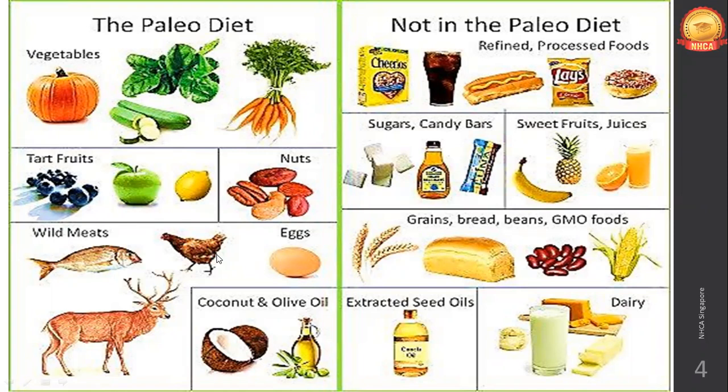or this free roaming chicken, and then you have broiler chicken. Which do you think comes under the paleo diet? You have two options. One is this free roaming chicken, and then you have the broiler chicken. Which do you think comes under the category of paleo diet?